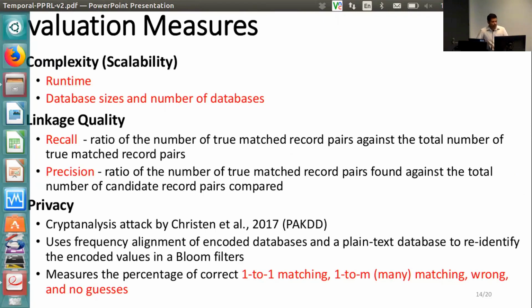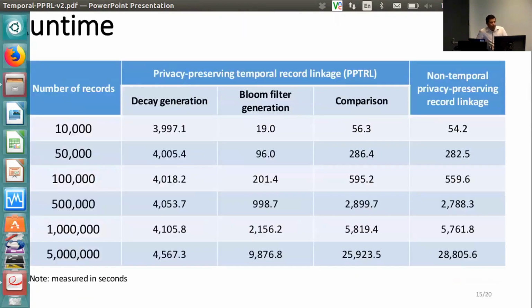So about the results, we have seen that our approach takes much more runtime compared to the non-temporal approach, because at the moment we are using a training sample-based technique to calculate the decay probabilities. And at the moment we are researching how we can incorporate active learning techniques to try to minimize the time that we use in this space.